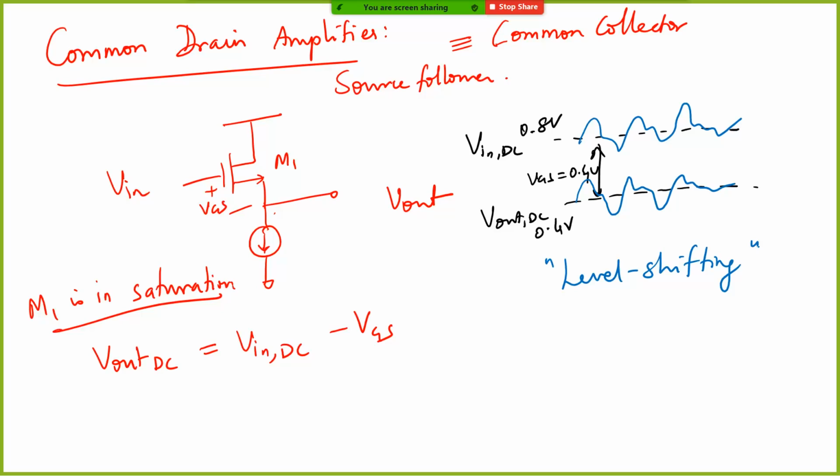Sir, it behaves like a clamper. Clampers, okay.